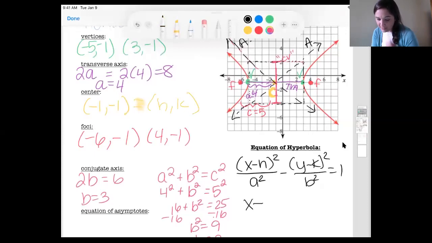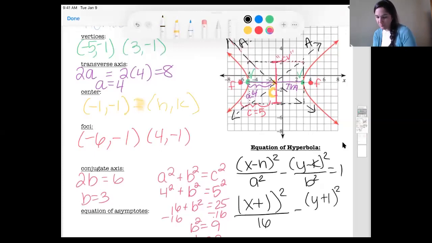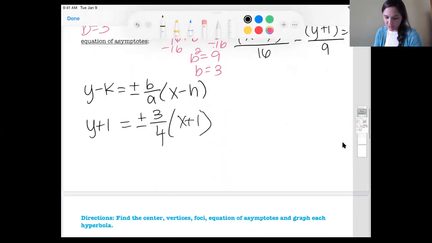So we've got x minus 1, so x plus 1 squared, all over a squared. So a is 4, 4 squared is 16, minus, now we have y minus k, so y plus 1 squared, all over b squared. So b in this case is 3, 3 squared is 9. So we have our equation, not bad. All right, so now moving on.